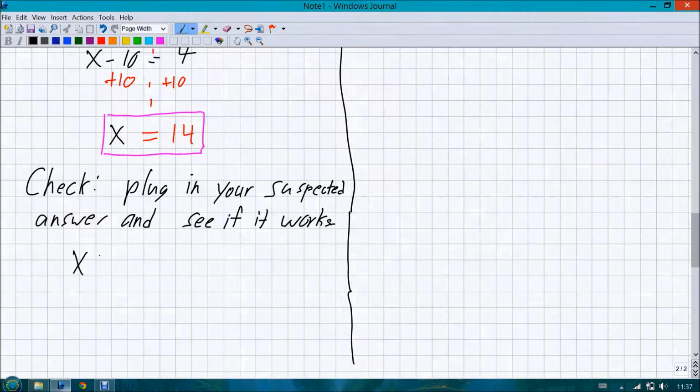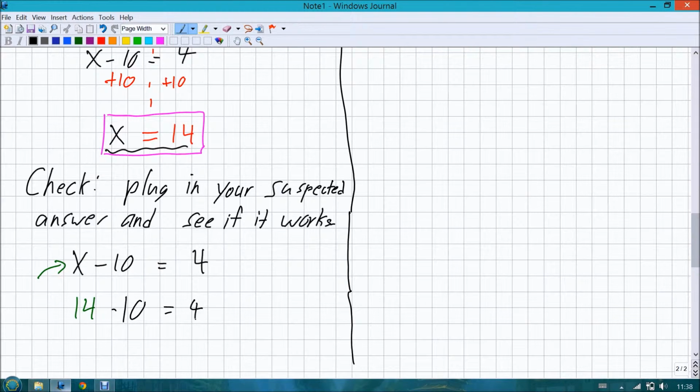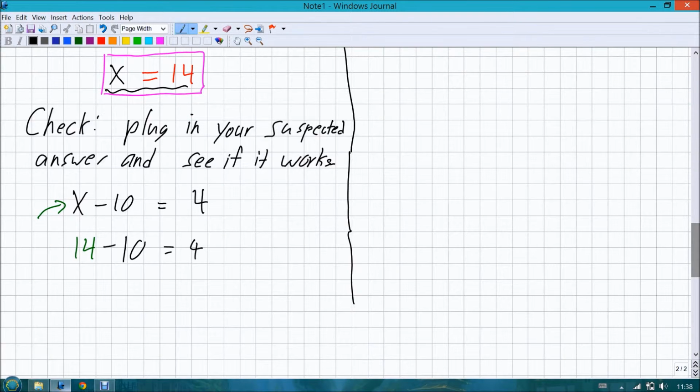We were originally given x minus 10 is equal to 4. We discovered that our x should be equal to 14. So I plug in 14 for x and see what happens. Now I have 14 minus 10 is equal to 4. Now, is this a true statement? Is 14 minus 10 equal to 4? Well, yes, it is, because 14 minus 10 is 4, and 4 is indeed equal to 4, so it checks out. This is indeed the correct answer. We have checked it, and it works.